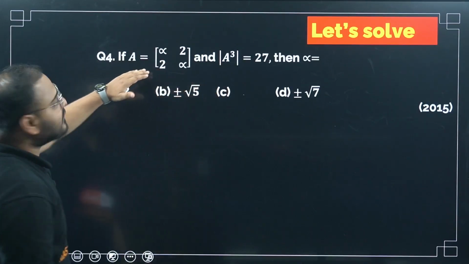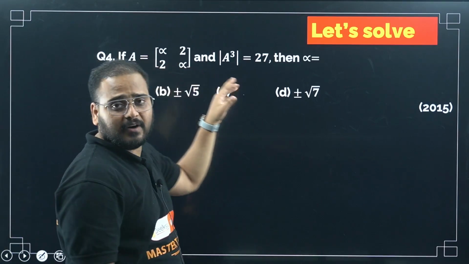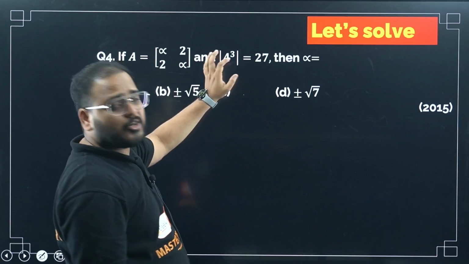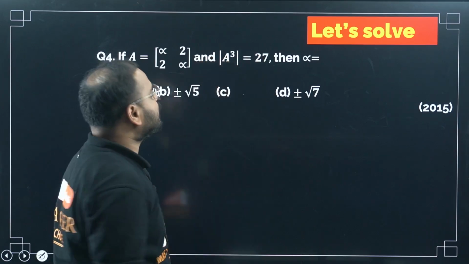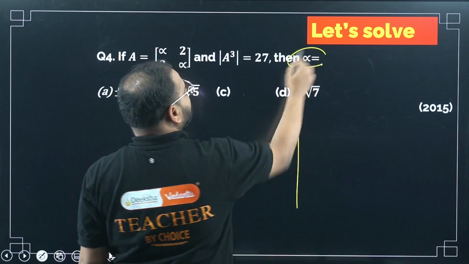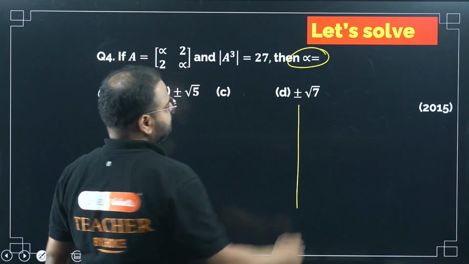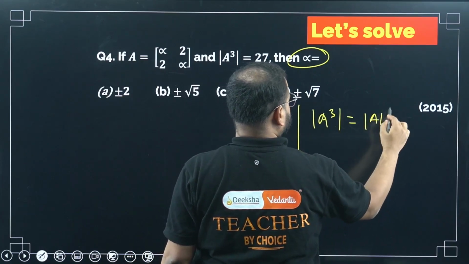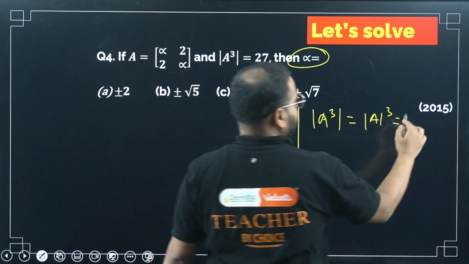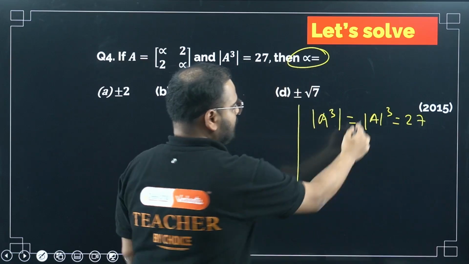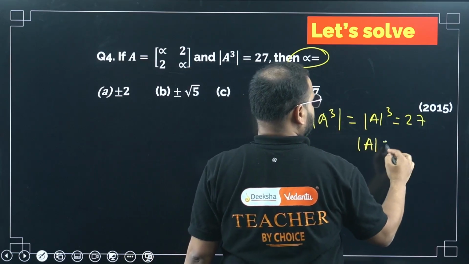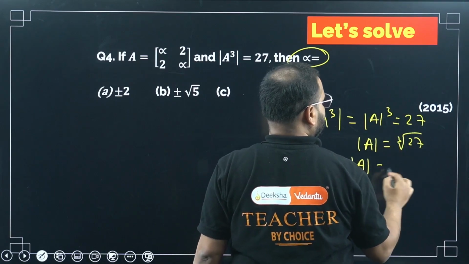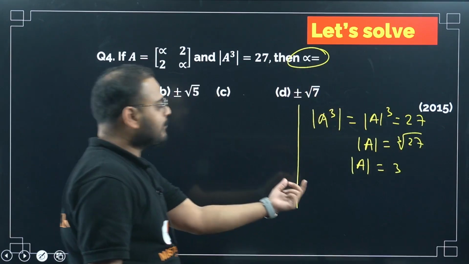So they have given a matrix A: alpha, 2, 2, alpha. This is a symmetric matrix, right? Determinant of A cube equals 27. They have given that. We know this property. We have to find alpha, but we'll use it from here first. Correct, right? What is this then? Cube root of 27. How much is that, please? Tell me. 3. So we found determinant of A is 3.